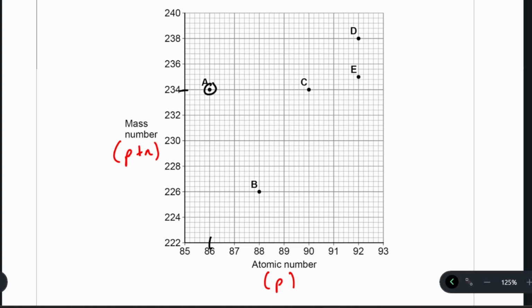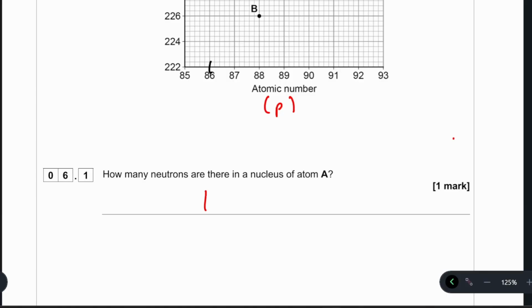So we can see for A, we have a mass number of 234, and that's going to be equal to the number of protons, which is given to us as 86, plus the number of neutrons. So then we just rearrange for the number of neutrons. It's going to be equal to 234 minus the 86, and if you put that into your calculator, you should get the number of neutrons as 148. So that's what we'll write here.